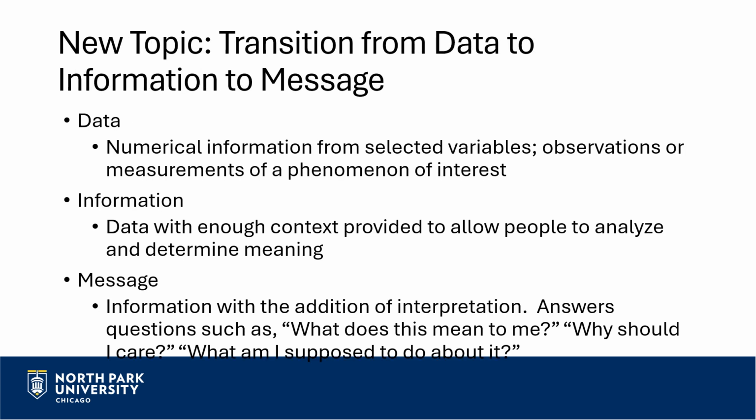All right, new topic. We're going to talk about the transition from data to information to message. Data is the numerical information from selected variables, observations, or measurements. Information is the data with enough context provided to allow people to analyze and determine meanings, and message is the information with the addition of interpretation. It answers questions such as, what does this mean to me and why should I care? What am I supposed to do about it?